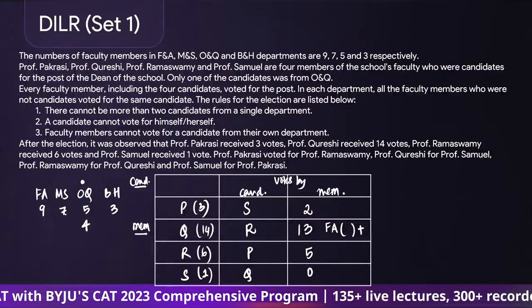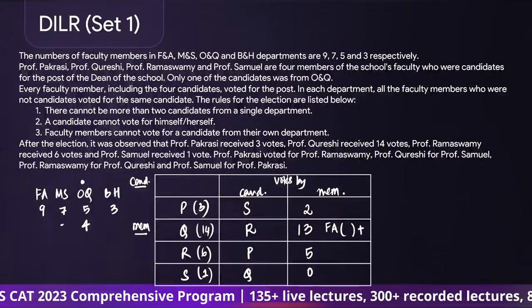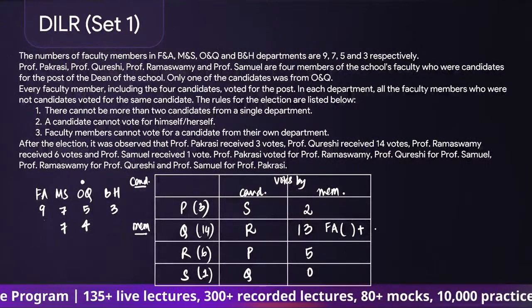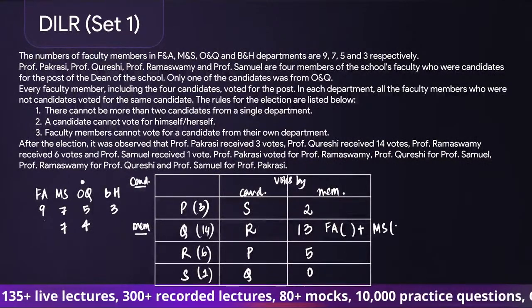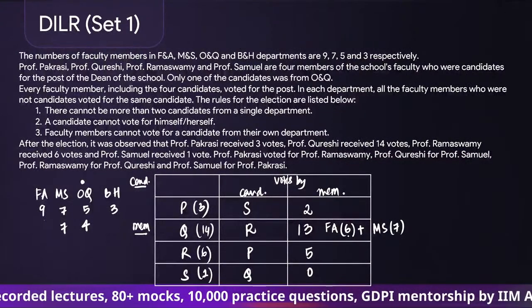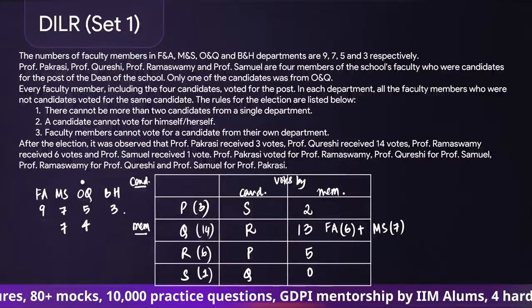जो कि आपको कैंडिडेट है. So all these 7 are members. If these all 7 are members, they can only vote to Q. Right? तो मुझे 13 के लिए I need another 6. And if I need another 6, तो 6 तो कहीं से नहीं आ पाएगा.